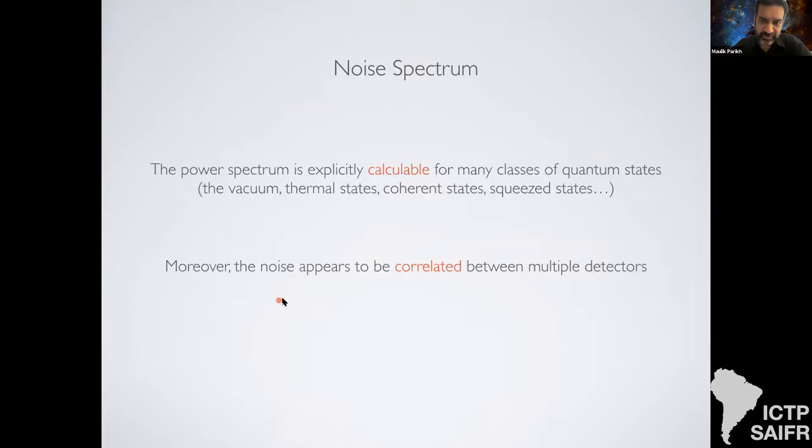Even better, the noise actually appears to be correlated between multiple detectors. So if you take a second detector somewhere else, I don't know if it can be all the way in Louisiana, but it can be away from the first detector, then those fluctuations are actually correlated. So that should help greatly in identifying that this is a fundamental noise, because that'll be distinguished from seismic noise and many other kinds of noise, local noise, including photon shot noise.